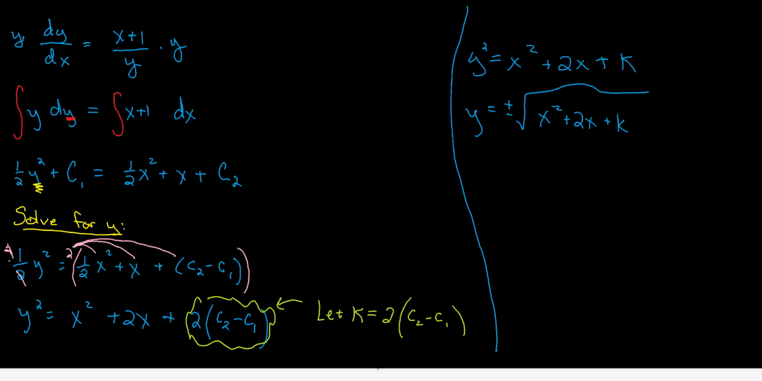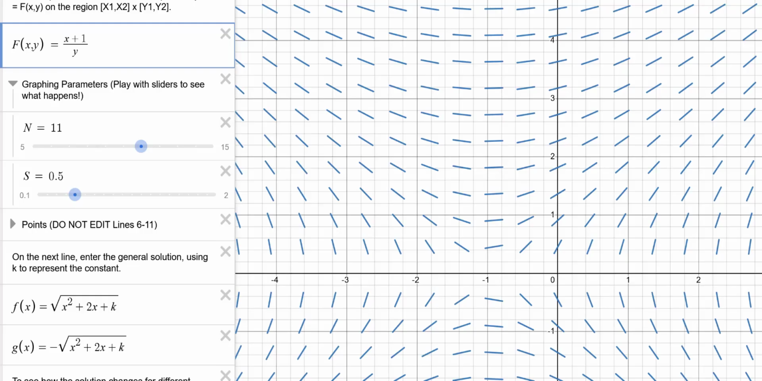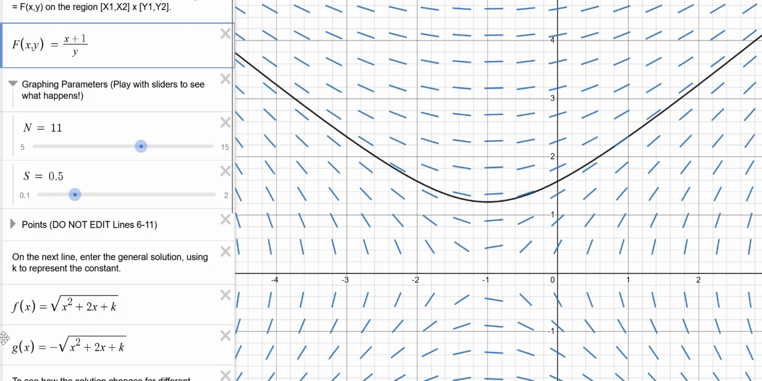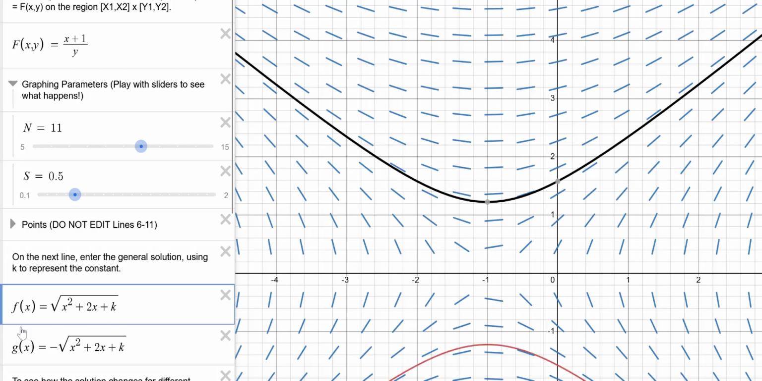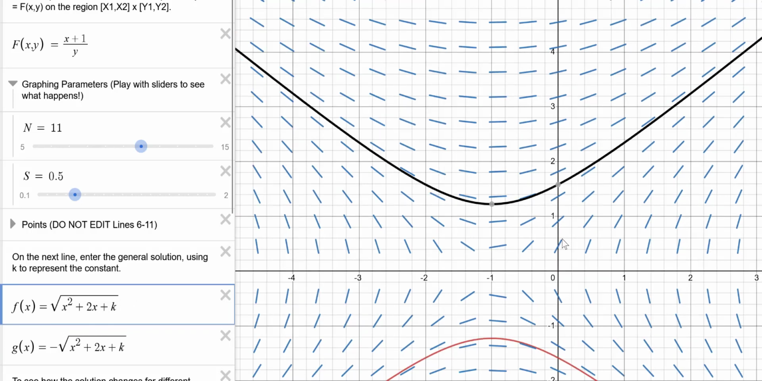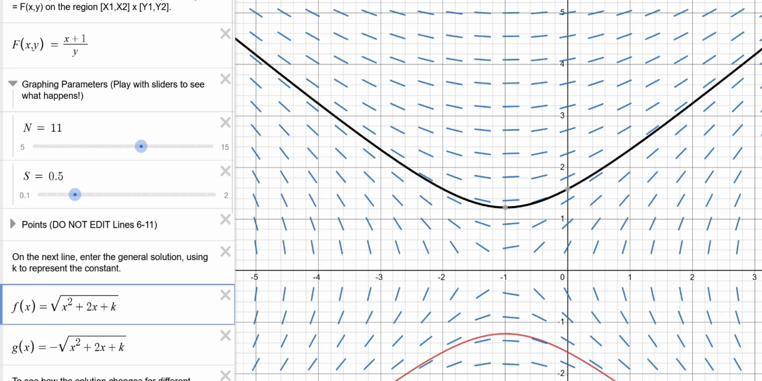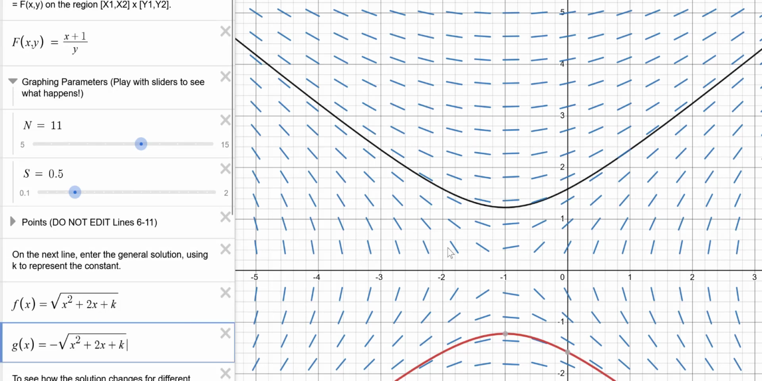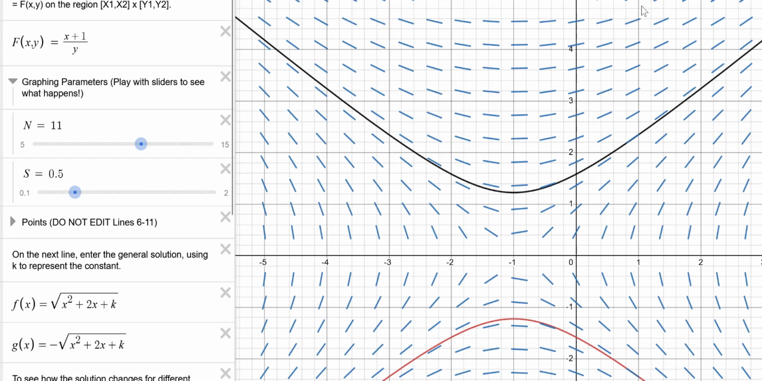So if we go back to Desmos, I can put in the positive square root, and then after that I just hit enter, and that gave me a new line. I typed in the negative square root, and so we have those showing up here on the graph, which is quite nice.